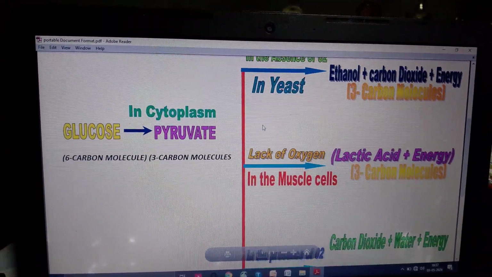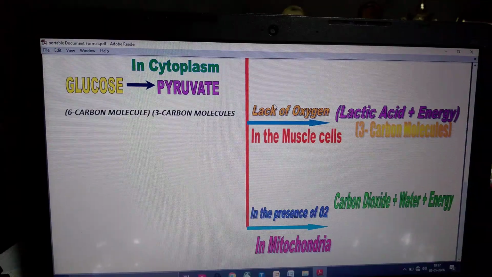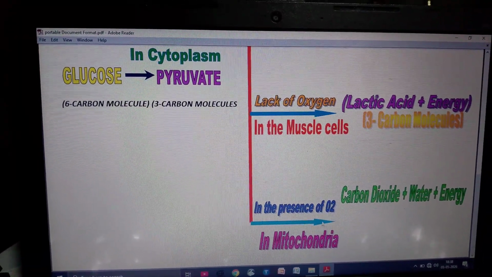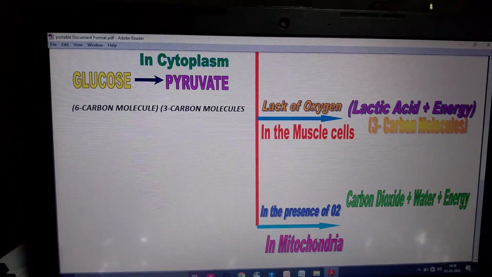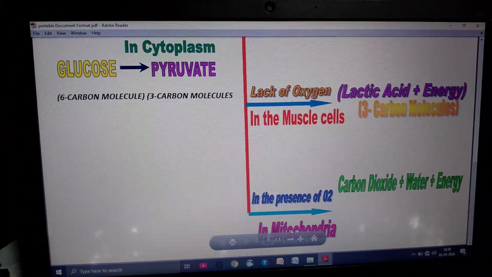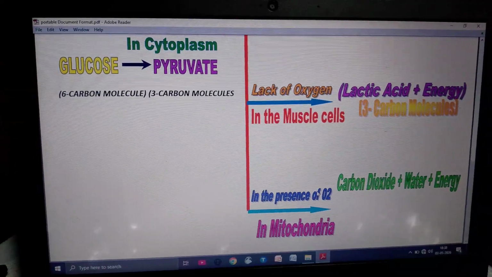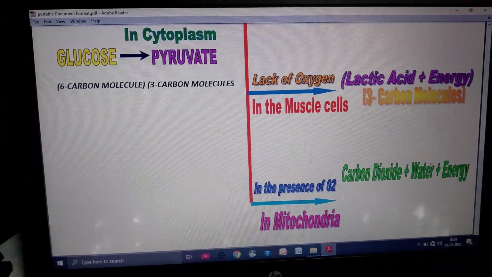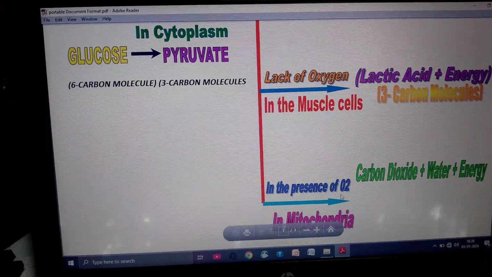So first is in the presence of O2. If O2 is available, the process continues in the mitochondria. Glucose was converted, broken down, into pyruvate, a three carbon molecule. This pyruvate, in the mitochondria of our cell in the presence of O2, breaks down completely into carbon dioxide plus water, that is H2O, and energy. And you know what, a large amount of energy is released in the mitochondria in the presence of O2. Okay, so this is the first concept.